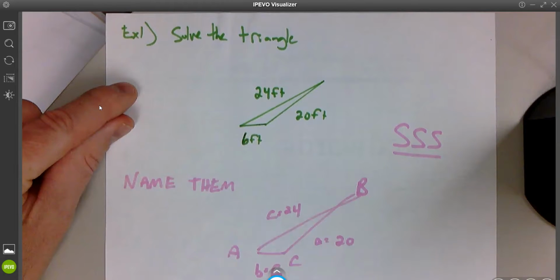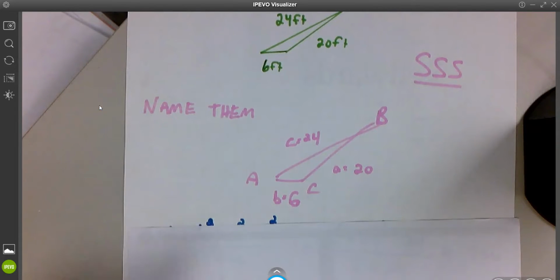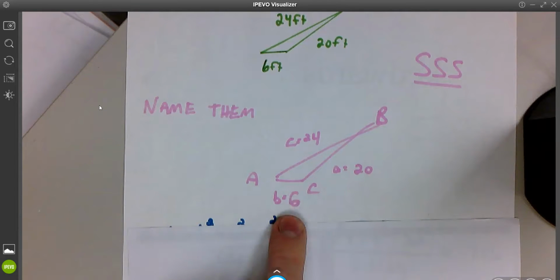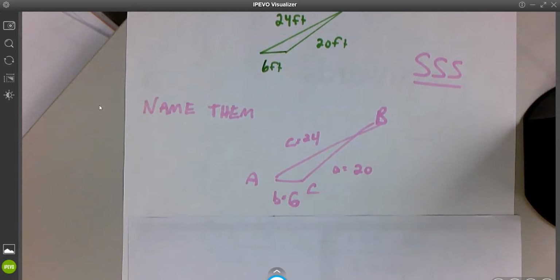I am going to name mine like this. I'll name my angles capital A, capital B, and capital C. That would make the sides lowercase a, lowercase b, lowercase c. They're always across from their uppercase counterpart. So now we are going to solve for the cosine of A, in our formulas.